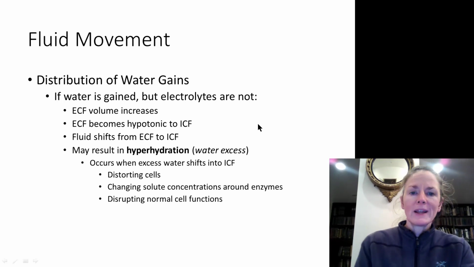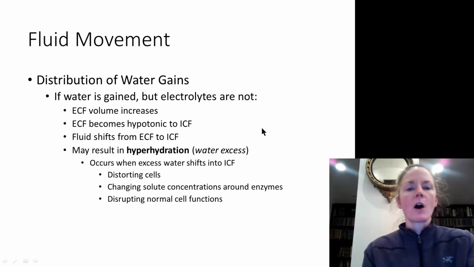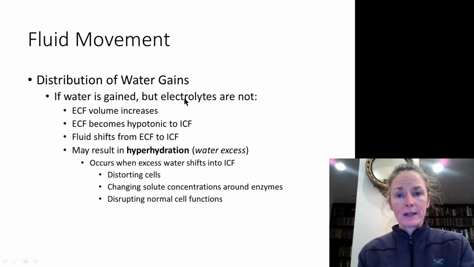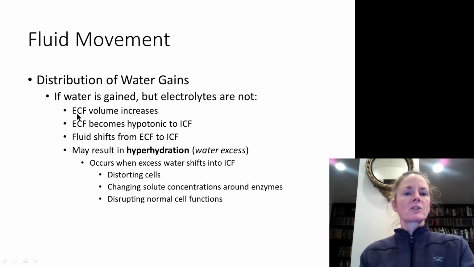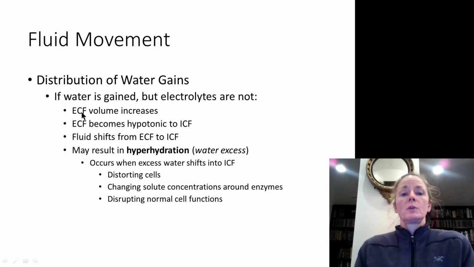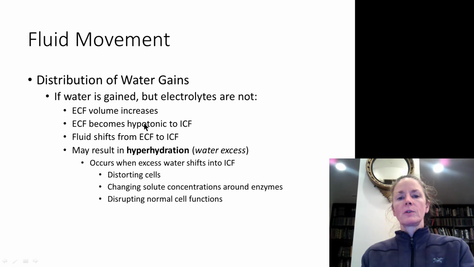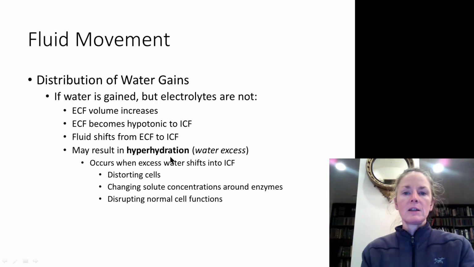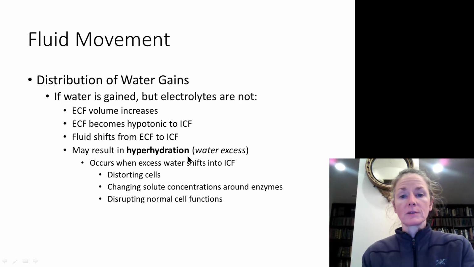All right, so now we can talk about what happens if we drink a bunch of water, but we don't drink any electrolytes with it. And then our extracellular fluid volume is going to increase. Now our fluid is going to be hypotonic to the intracellular fluid. Now fluid is going to shift into the cells. And if we have too much of that, we can have hyperhydration.